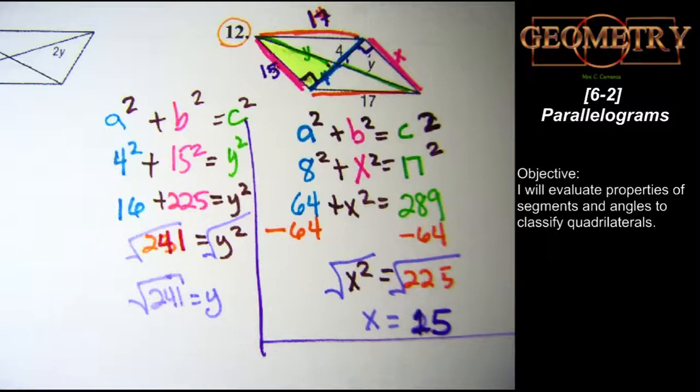What's that guy's name? Pythagorean? Pythagoras? He would have been mad. He would have been very mad because that's not a whole number.